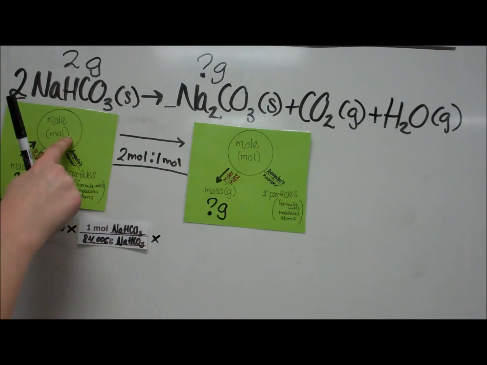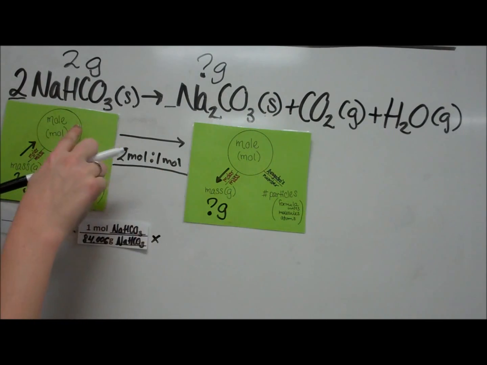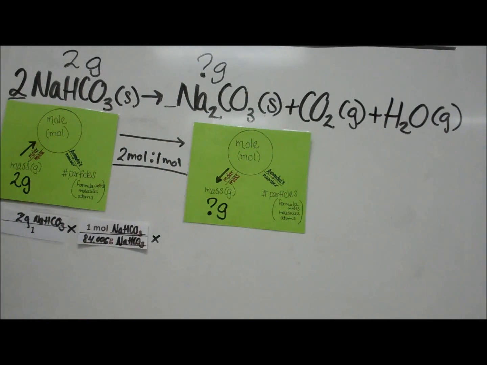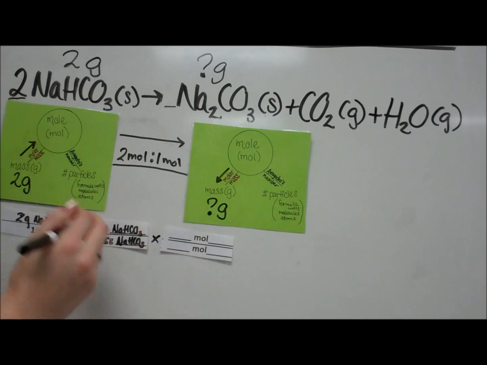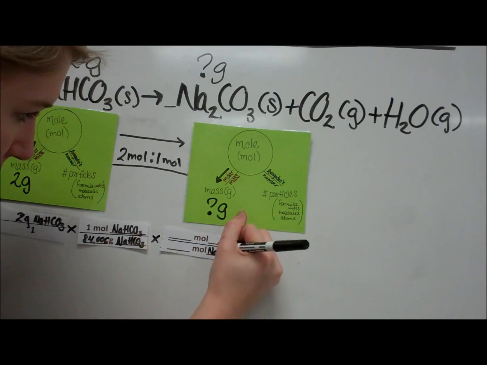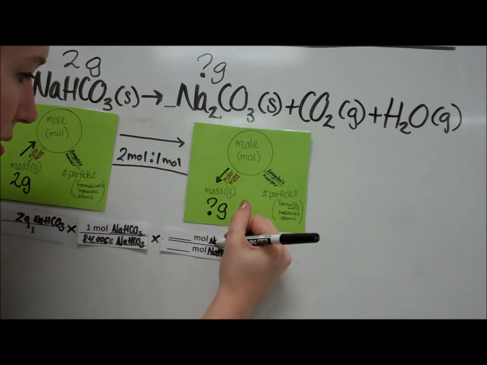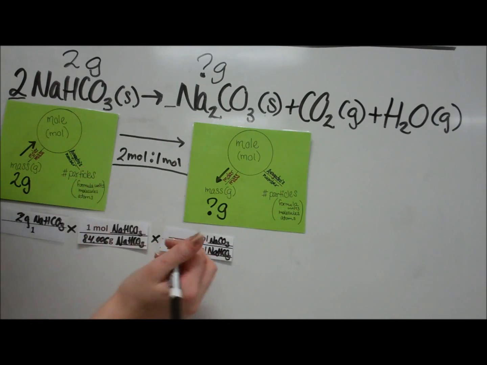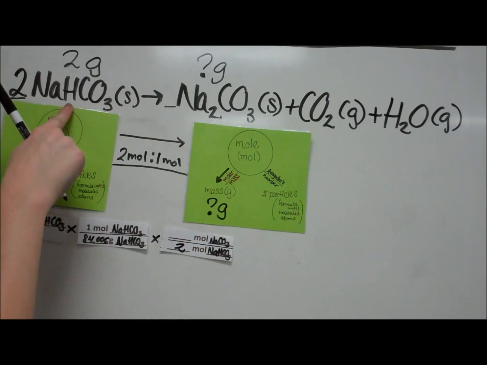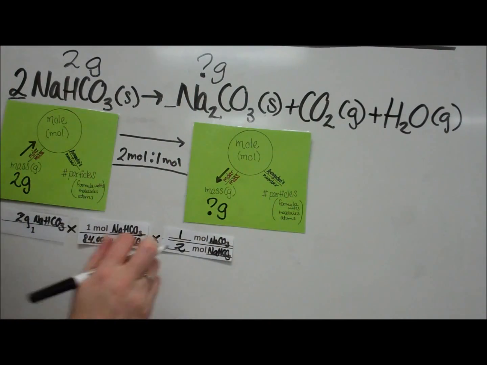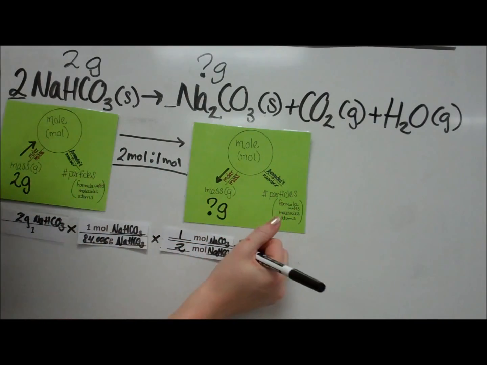Okay, so now we're here. We're at moles. So now we want to use our mole ratio to get from moles of sodium hydrogen carbonate to moles of sodium carbonate. So we want moles of sodium hydrogen carbonate on the bottom, and moles of sodium carbonate on the top. So we know that for every 2 moles of sodium hydrogen carbonate, there's 1 mole of sodium carbonate, because that's our mole ratio that we got from the coefficients.